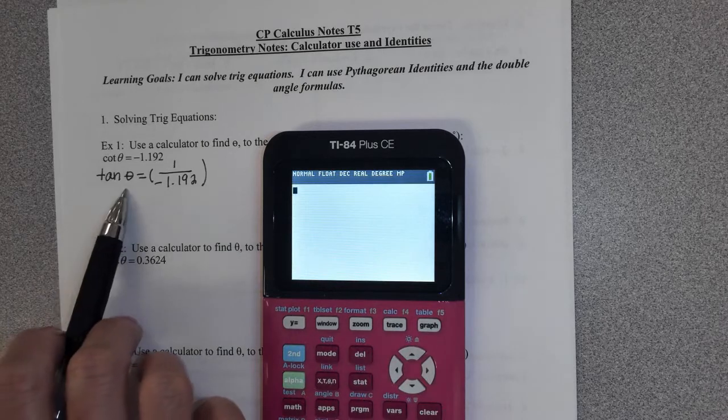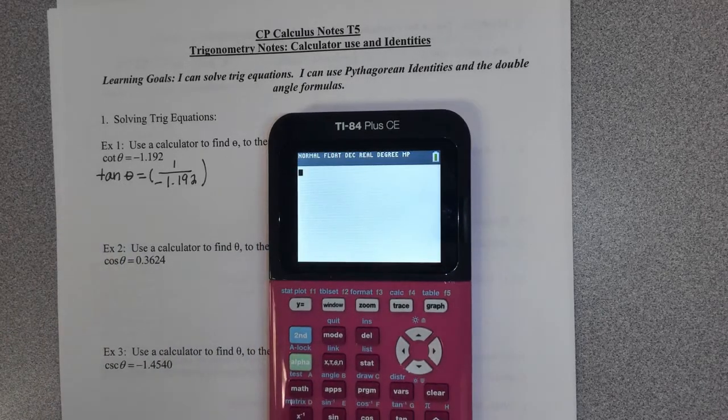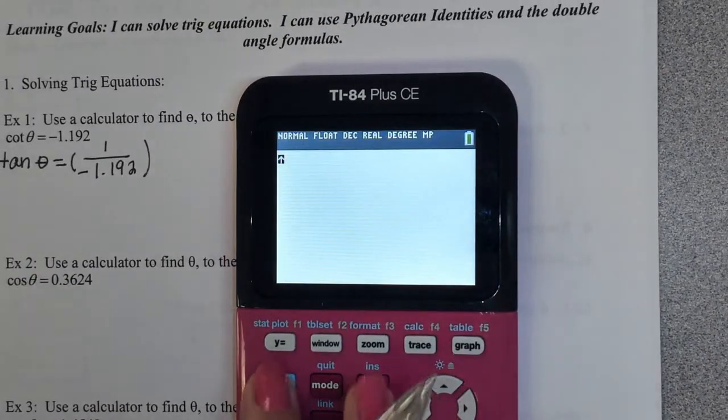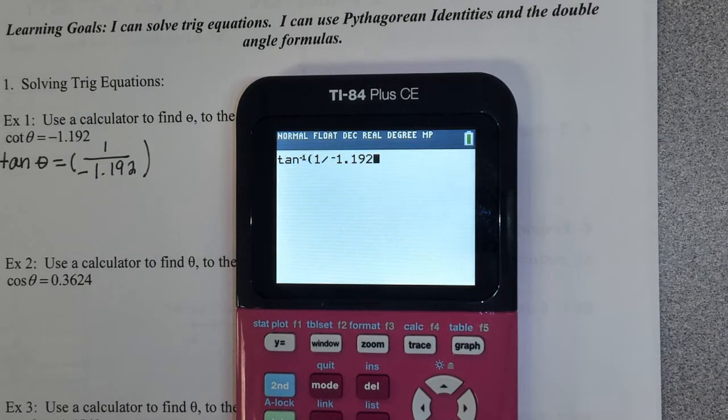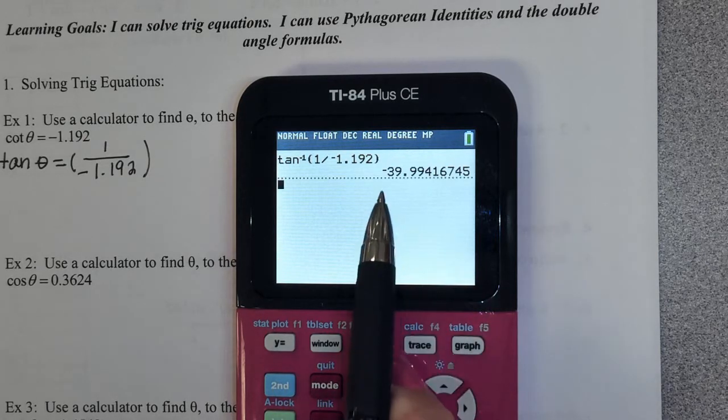So to figure out the answer, I can come to my calculator. I want to make sure that my mode is in degrees, which it was not. And if I'm trying to find an angle, I always am going to have to do second tan. So I'm going to do second tan of 1 divided by negative 1.192, and I get this answer.